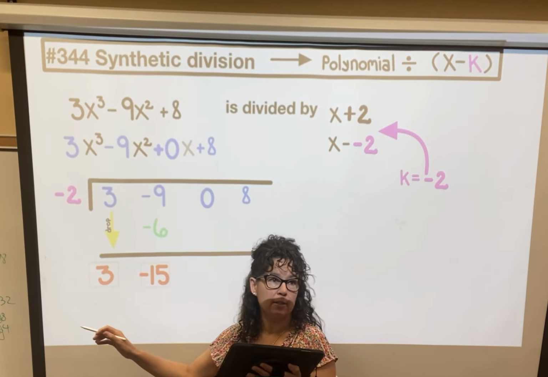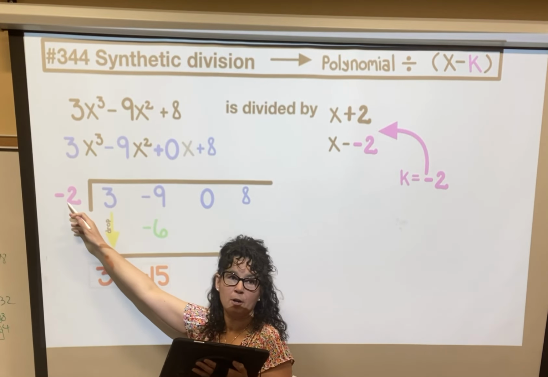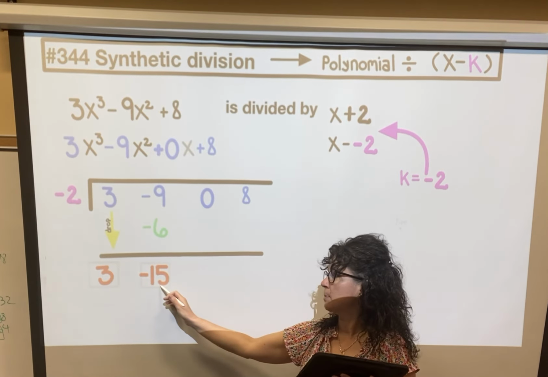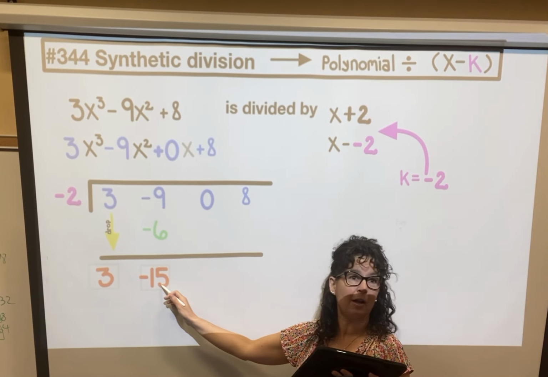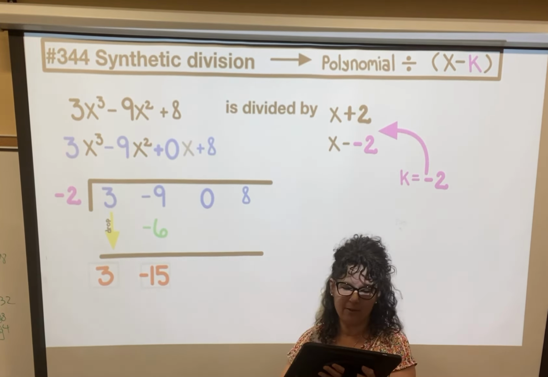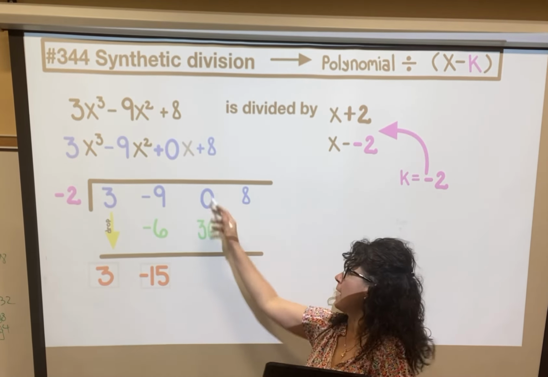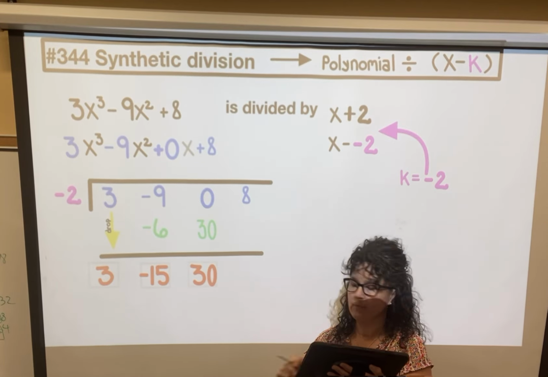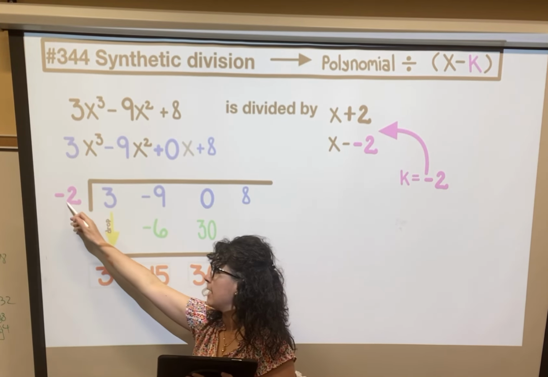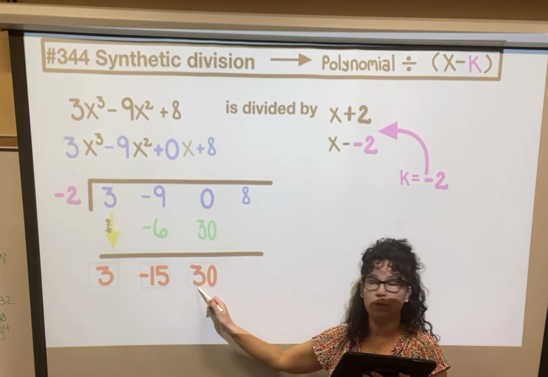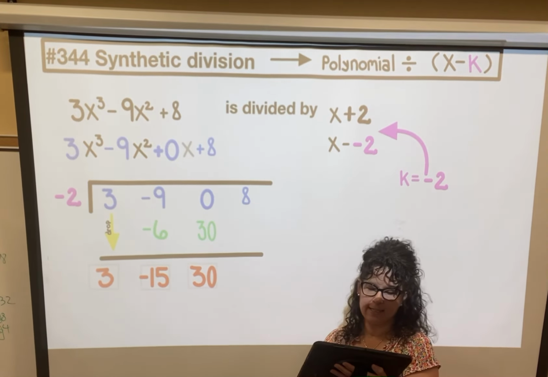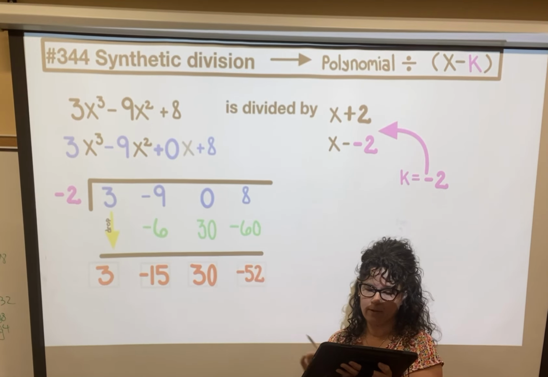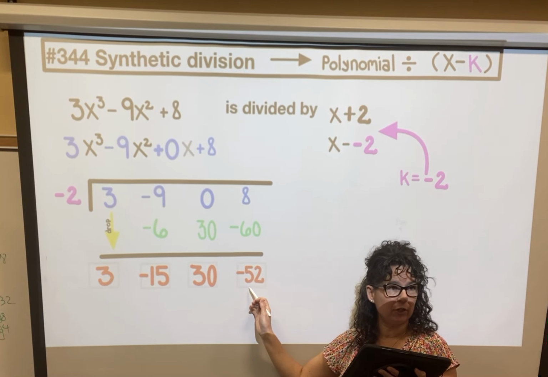Then we're going to repeat. So multiply the number out front times the number under the line. -2 multiplied by -15 is positive 30. So we're going to write that there. Add 0 and 30, make 30. Repeat. -2 times positive 30 is -60. Add these together, and I have -52.